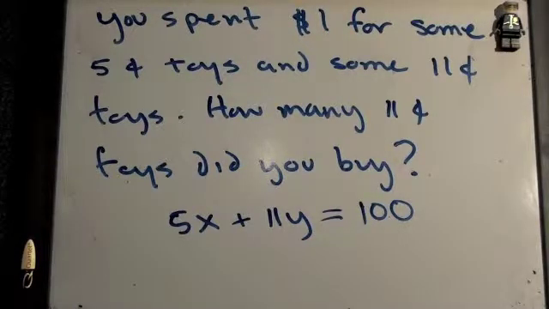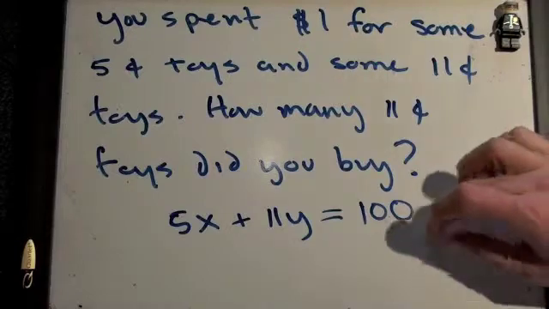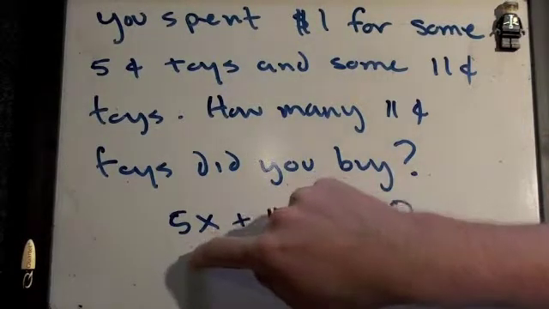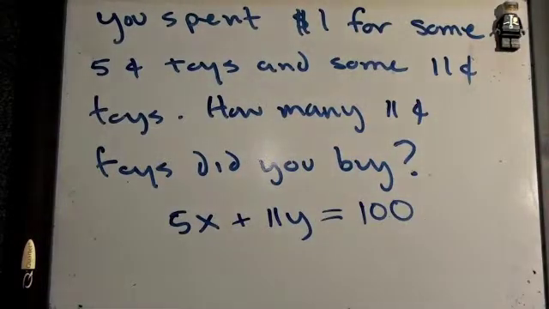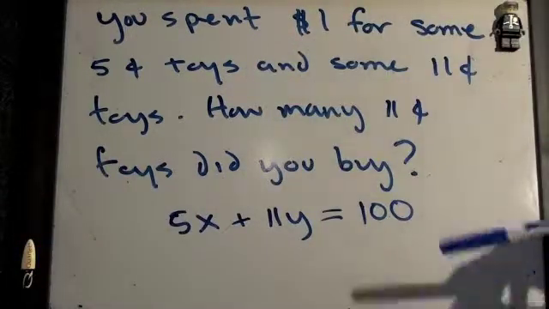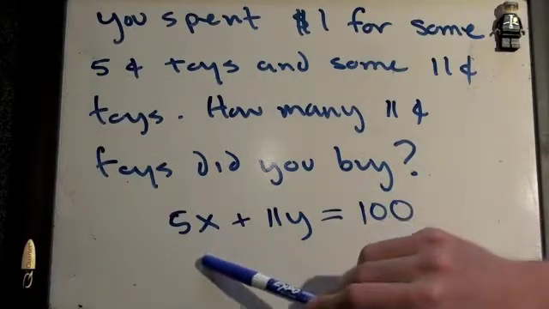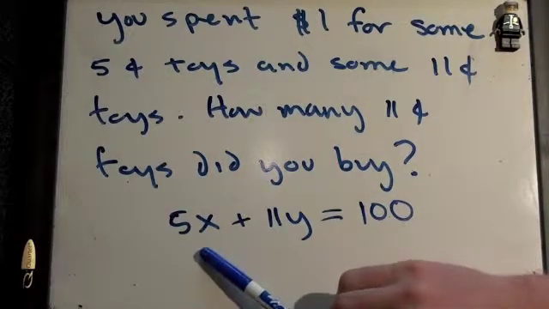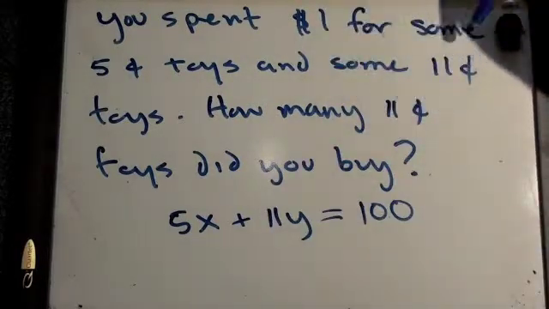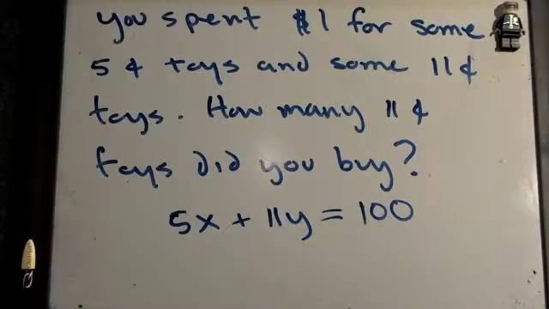What do you know that's special about multiples of 5? They end in a 5 or a 0. What does 100 end in? A 0. So 100 is 5 times 20. We could buy 20 5-cent toys and get to $1 and buy 0 11-cent toys. But it says we bought some 11-cent toys too. So we have to figure out something different.